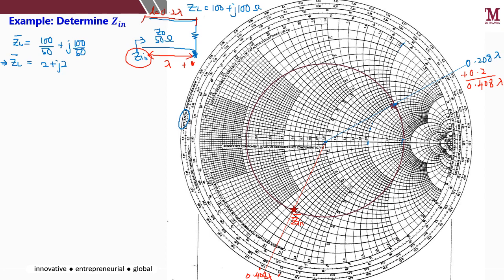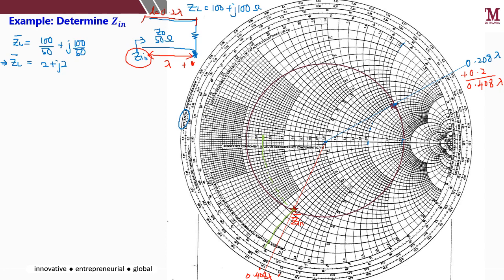Okay, so then you'll estimate the value of your Z-in. So the Z-in value is somewhere here, 0.3. And how about the imaginary part?